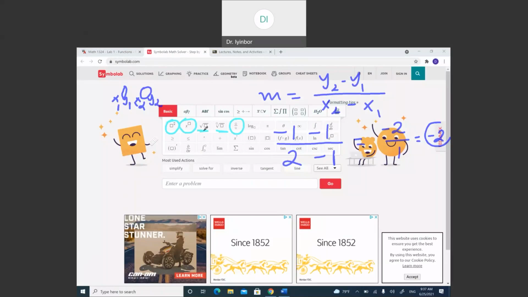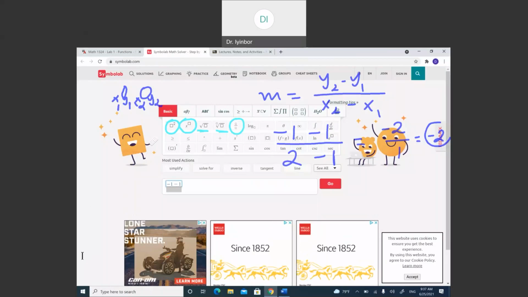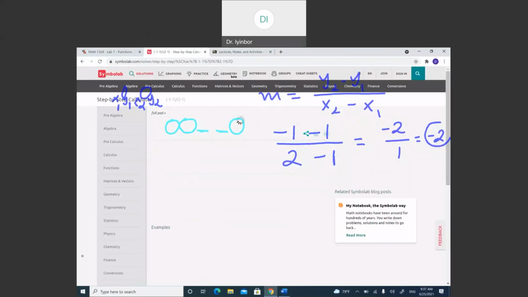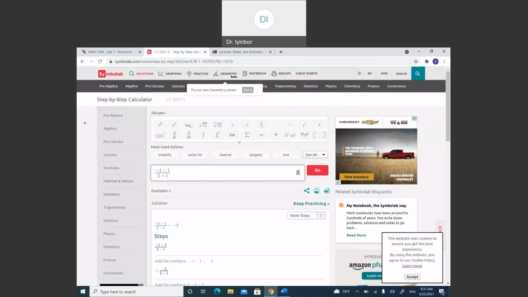We're going to start with fractions. I'm going to click on the fraction. In the top, I'm going to put -1 using the keyboard, and in the bottom, I'm going to put 2 minus 1. It's easy to enter because you're just using your keyboard and the fraction button in SymbolLab. When I press go, it's going to simplify it for you, and the answer is -2. That's exactly what we got, right? So if you're not sure how to simplify, use this online calculator, SymbolLab.